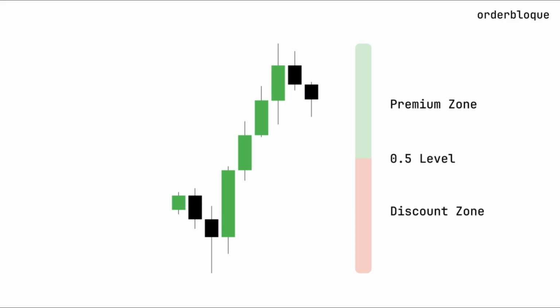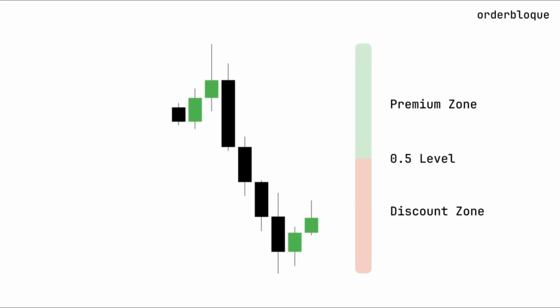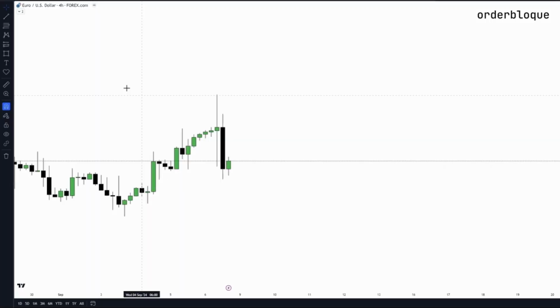0.5 level. This level is often considered the balance point between the premium and discount zones. Depending on how the price behaves relative to this level, traders can assess whether the price is in a favorable area for buying or selling. It's important to note that the placement of these zones does not change depending on the direction. To make everything clearer, let's set up Fibonacci levels and then look at real examples.